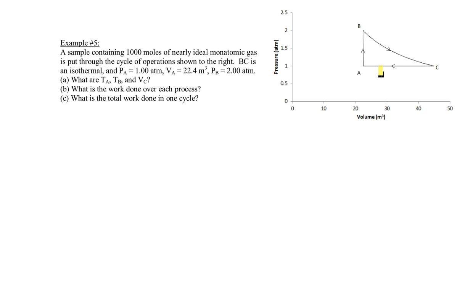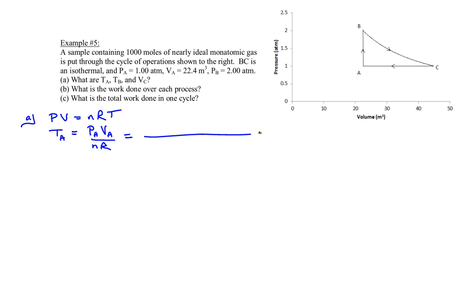We're asked to find the temperature at state A and the temperature at B, and then also to find the volume at point C. Since it's an ideal gas, we can use the ideal gas law, which is PV equals nRT, and solve for the temperature at A, which is the pressure at A times the volume at A, divided by the number of moles and the gas constant.